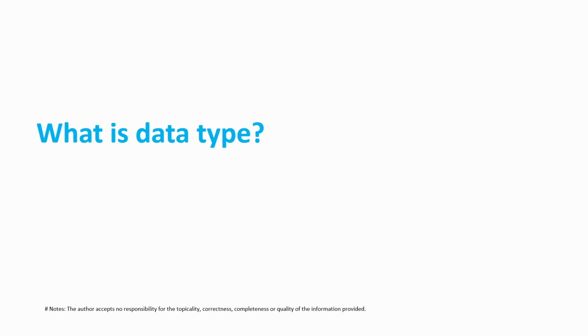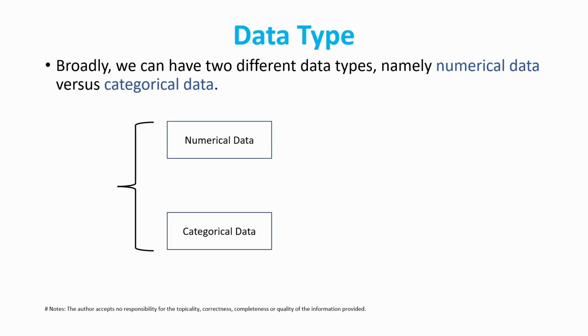So what exactly is data type? In this tutorial, I distinguish two types of data. One is numerical data, one is categorical data. Of course, there are other names for these two types of data. Another point I would like to mention is that, beyond these two types, there are other types of data, but in this tutorial, I'm going to just focus on these two types.